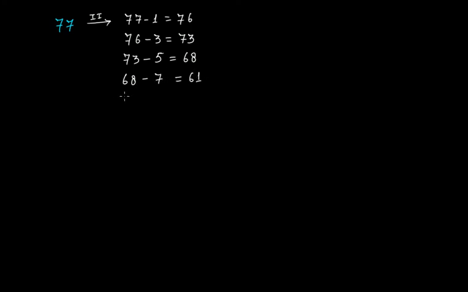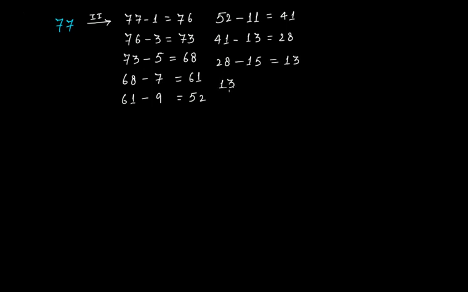So this is 77, and let's begin subtracting. We'll use the subtraction method, the second method. 77 minus 1 gives you 76. 76 minus 3 gives you 73. 73 minus 5 gives you 68. 68 minus 7 gives you 61. 61 minus 9 gives you 52. 52 minus 11 is 41. 41 minus 13 is 28. 28 minus 15 is 13. 13 minus 17 is minus 4, not equal to 0. Therefore, this is not a square number.